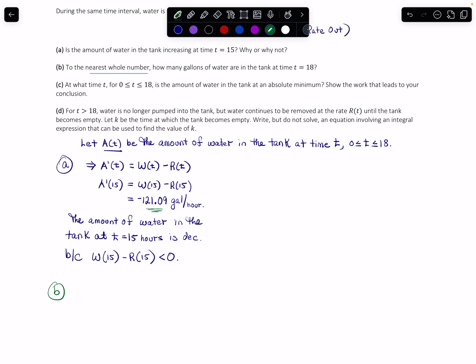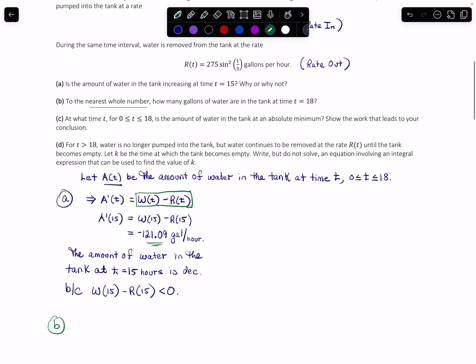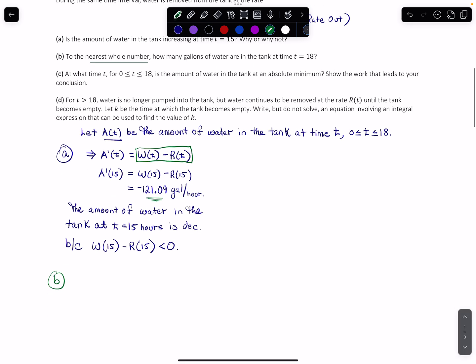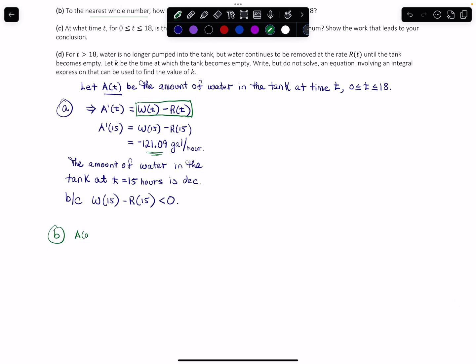When you integrate your rate function, you get information back about amount. Be careful here because your rate function is actually made up of two functions. It's your rate in minus your rate out. So I'm going to write an expression that's going to help me calculate A of 18. Notice they did tell me the amount of water that was initially present at time 0. So for part B here, I do know that A of 0 is 1,200 gallons. And I'm going to use that to help me find the amount at time 18.